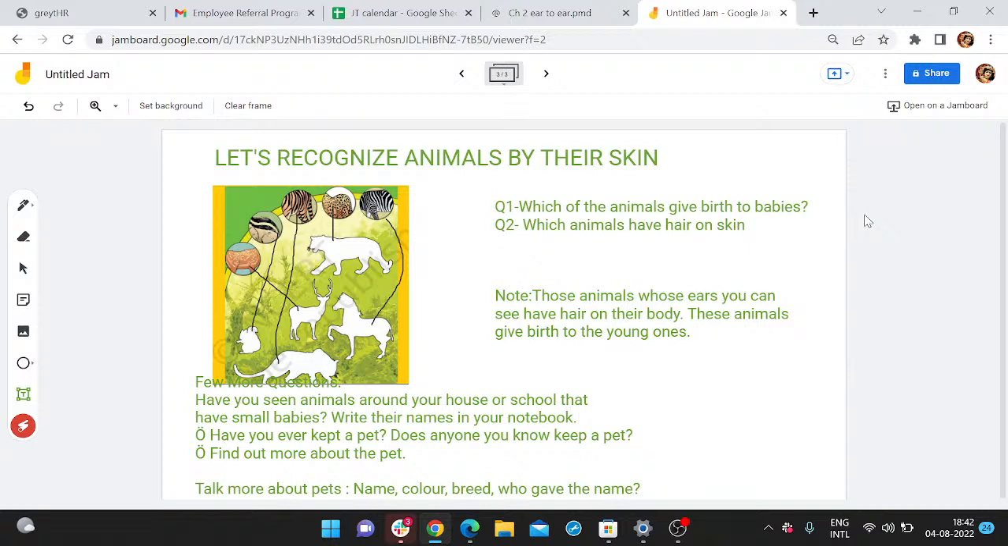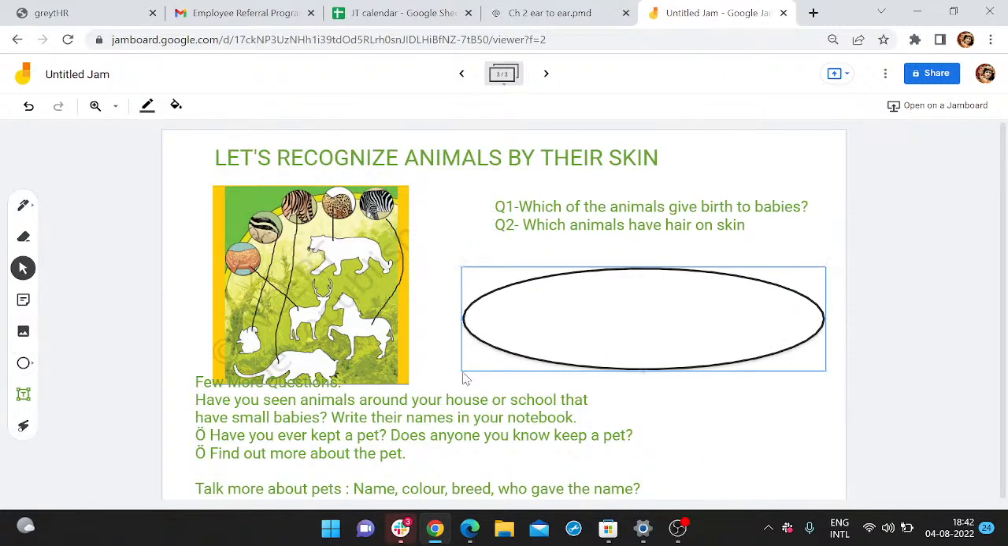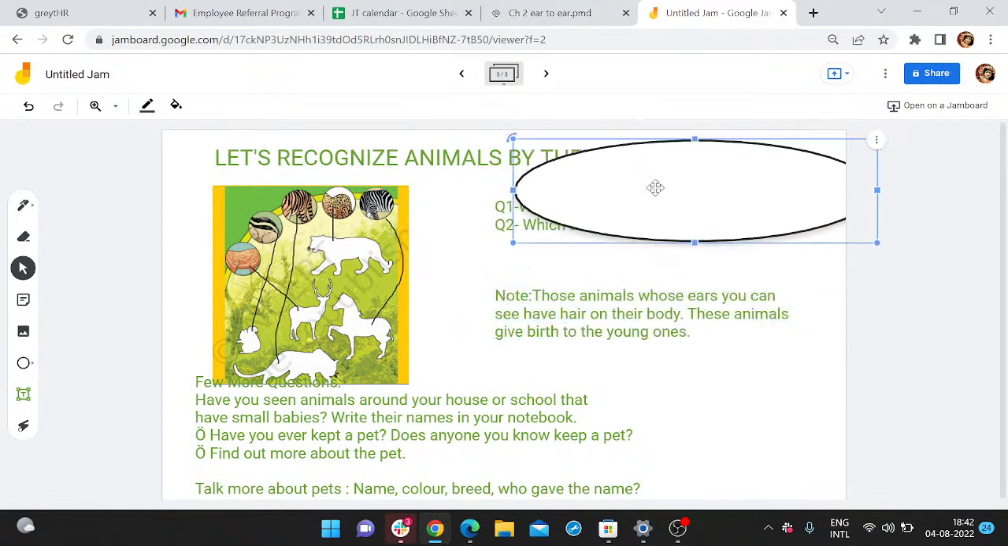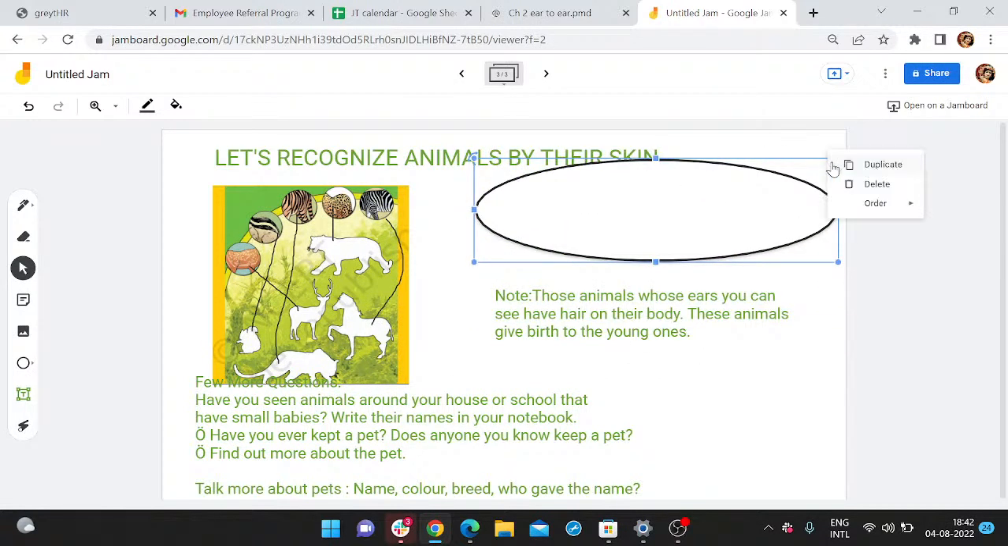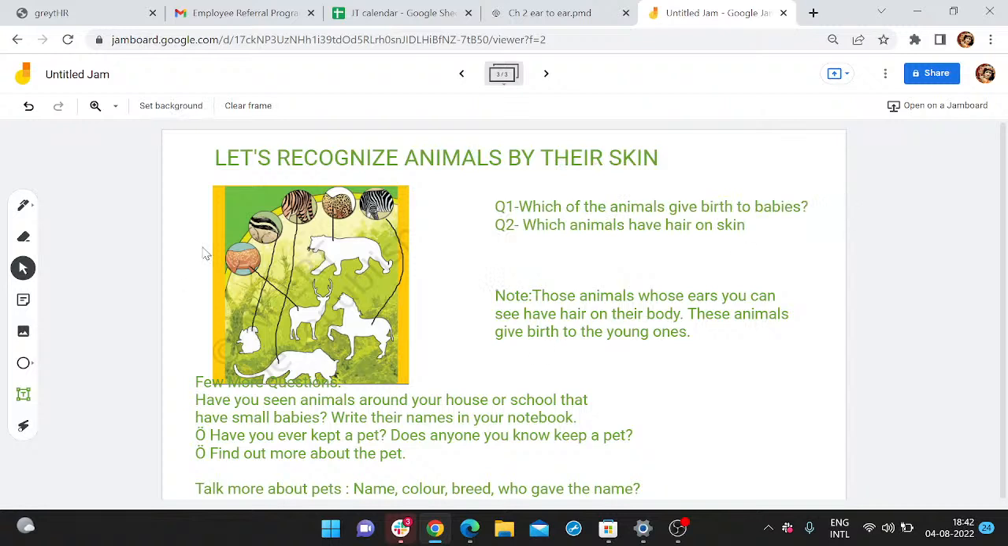So one observation which we can make out from here is this one. If we concentrate here, I'm circling the observation where it has been written note. Okay, just a second. I am just going to quickly erase it. Alright, I'm going to highlight it. So the note which has been written over here says, those animals whose ears you can see have hair on their body.